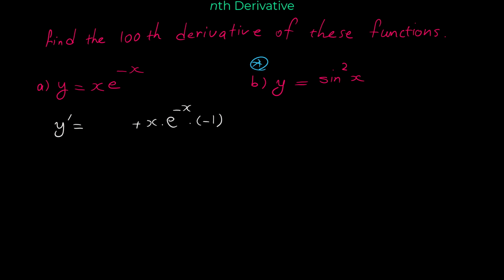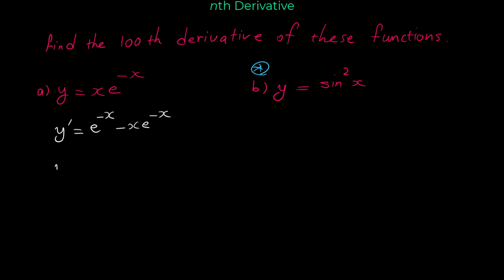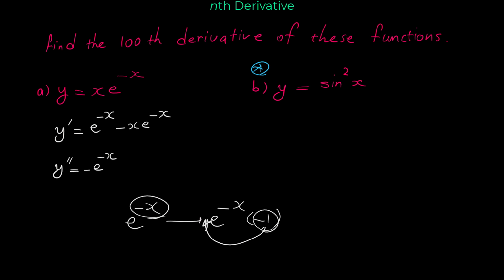Let me simplify it and rewrite it here. e to the negative x. What is this? This is negative x e to the negative x. So we can write it in the form of negative x e to the negative x. Now let's find the second derivative, y double prime. If we take derivative of e to the negative x, it is negative e to the negative x. Why? Because derivative of e to the negative x is e to the negative x times derivative of exponent, which is negative 1. It's better to put the negative in front, so it is negative e to the negative x.